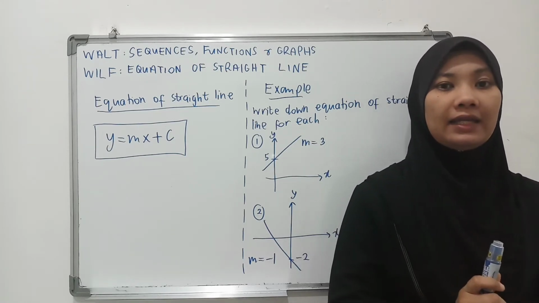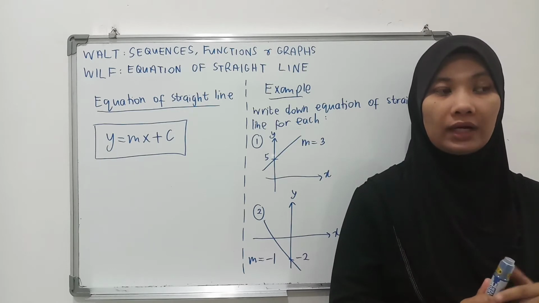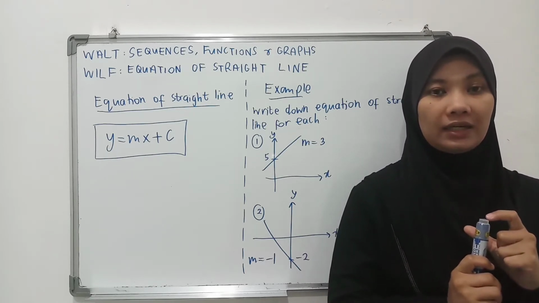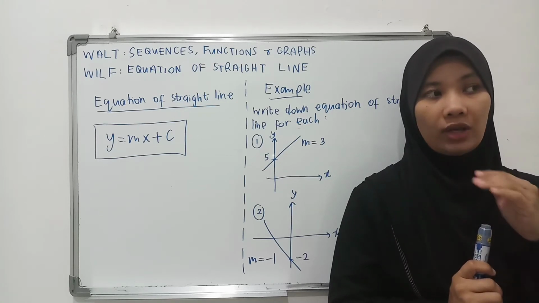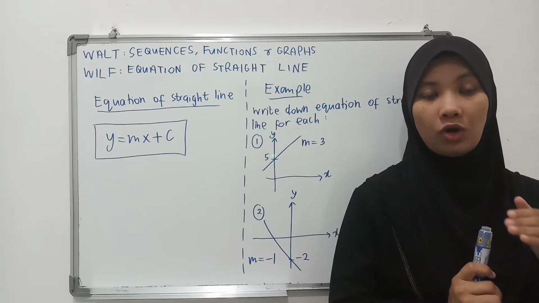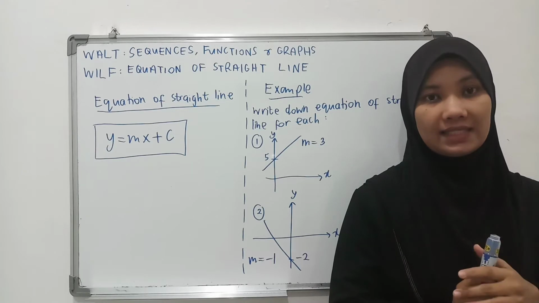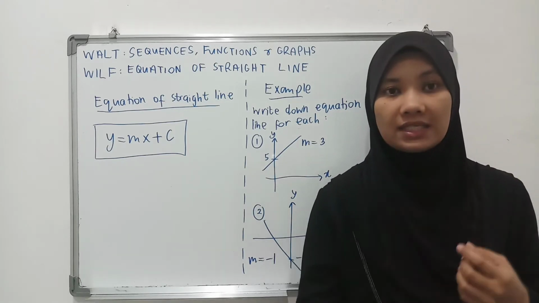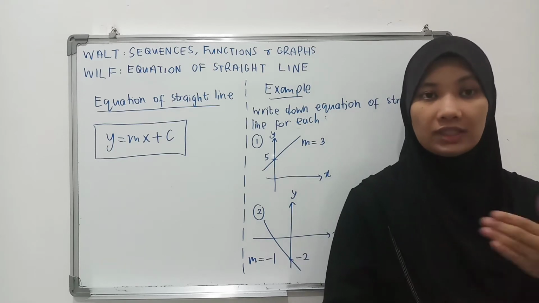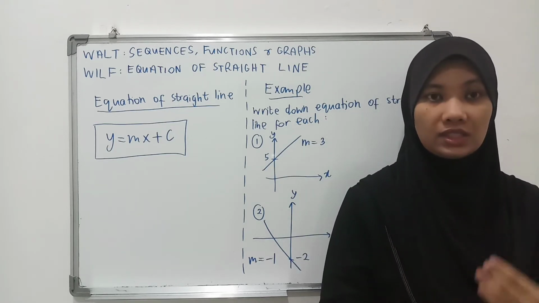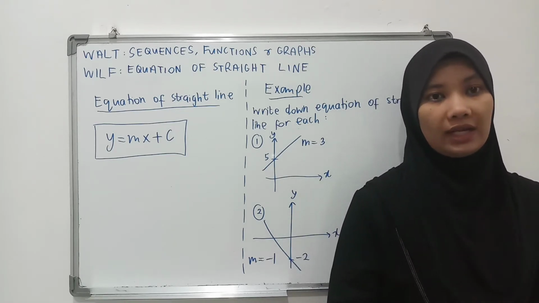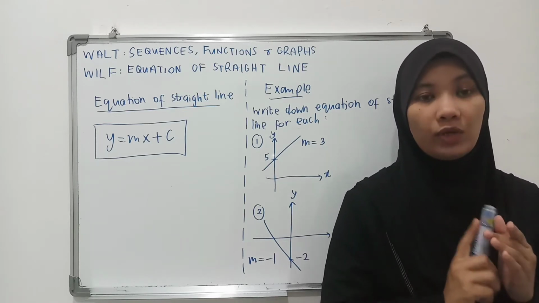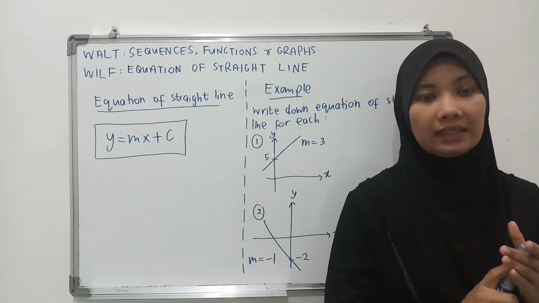And we learned how to identify c, where c is simply the y-intercept, where your line passes through or crosses the y-axis. So you focus on the y-axis only. For this week's lesson, we continue with the previous subtopic, which is still equation of straight line. You need to remember this. Equation of straight line, we are going to use this until year 10.